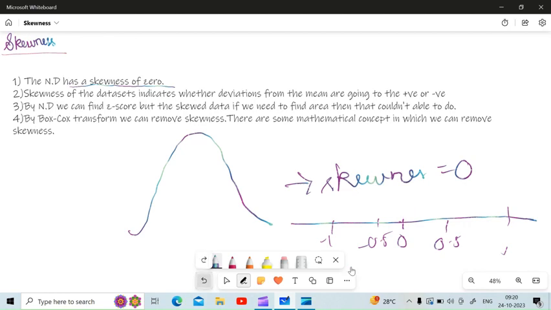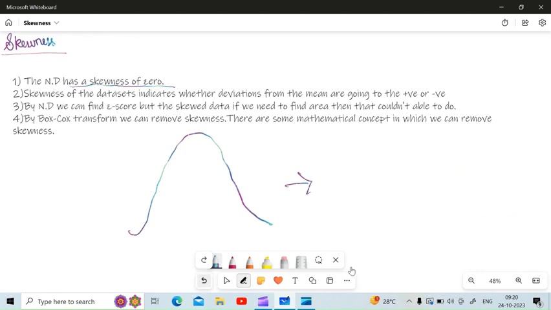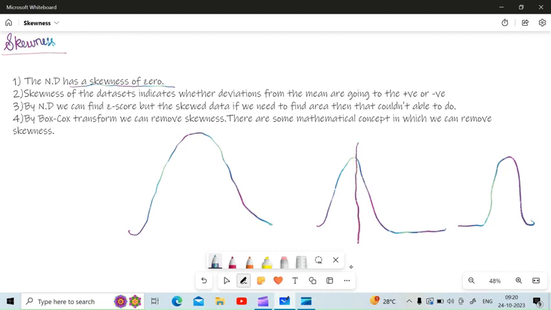The next property is that the skewness of the data set indicates whether the deviations from the mean are going to the positive or negative side, right? Whether it's positively skewed or negatively skewed, the skewness indicates whether deviation from the mean, if you have a mean somewhere over here, are going to the positive side or negative side, that you can understand. By the skewness of the distribution you can get it over here.